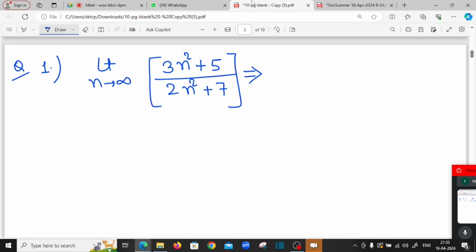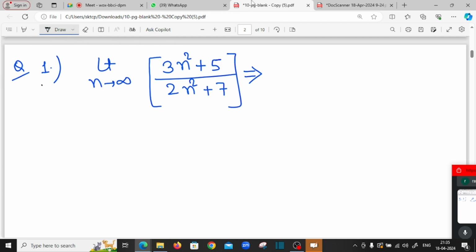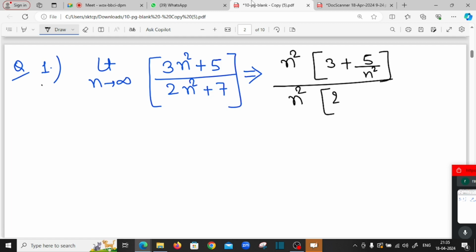So what we have to do is take out the maximum power of n from numerator and denominator separately. In the numerator I am going to take out n square as common, so you will get 3 plus 5 upon n square. In the denominator, again n square is the highest power, so n square common, and you will get 2 plus 7 upon n square. After this n square will get cancelled out.